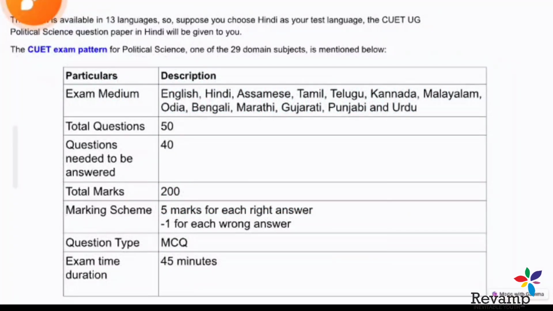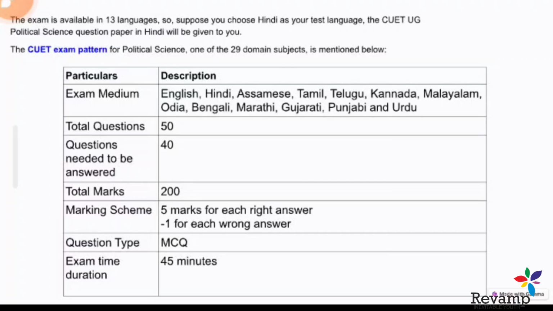Students, here I am to teach you political science for the CUET exam, so that you can progress and perform with excellence in your entrance exam. First and foremost, what is the CUET exam pattern?